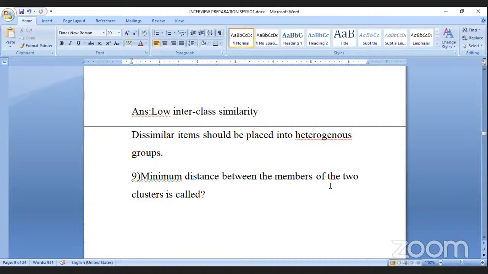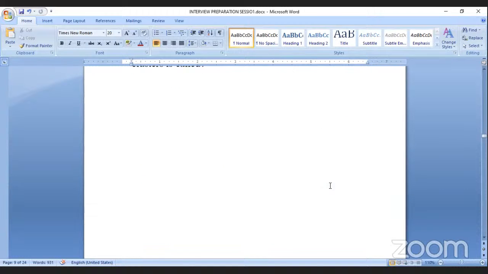Okay, we move to the answers. So the answer is single linkage. It is otherwise called nearest neighbor. So make a note of it. It is otherwise said to be nearest neighbor.